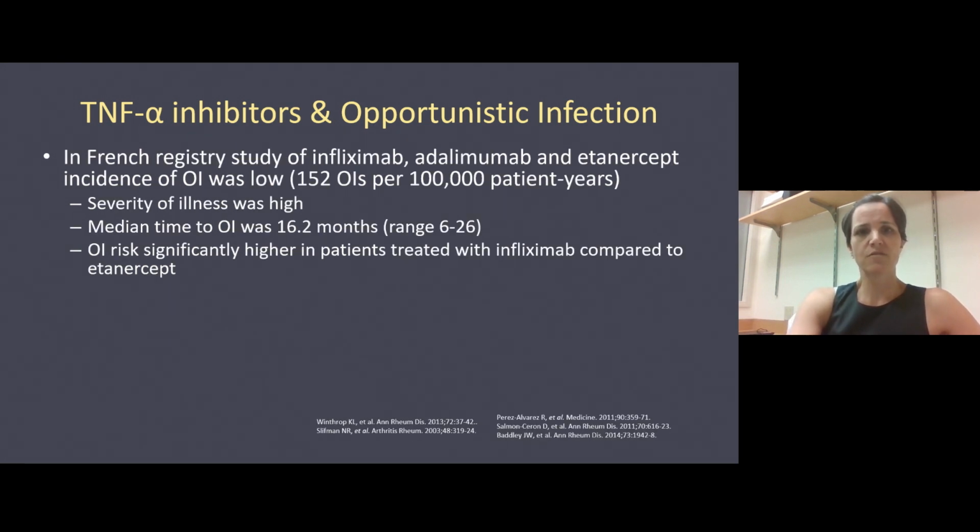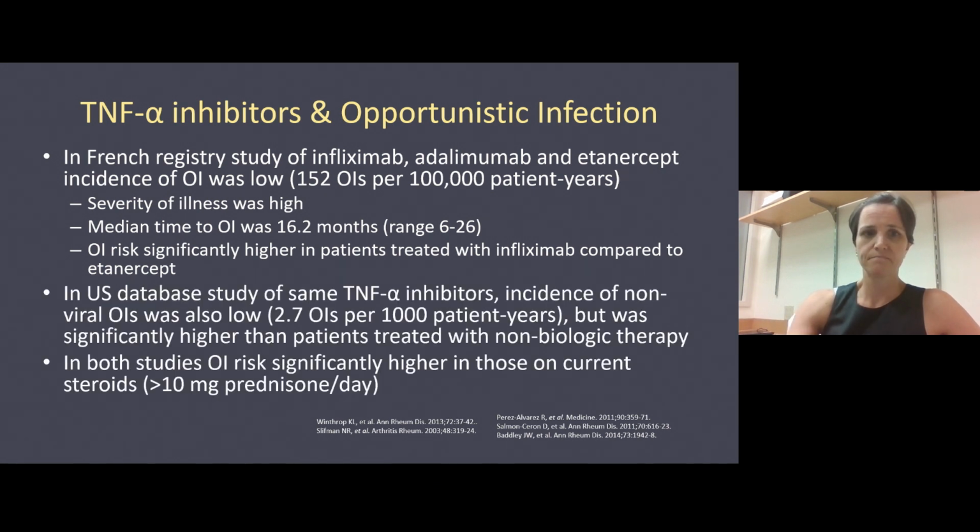So in a French registry study of infliximab, adalimumab, and etanercept, the incidence of opportunistic infection was low, but the severity of illness was very high. The median time to opportunistic infection was 16 months, and the OI risk was significantly higher in patients treated with infliximab versus etanercept. In a US database of the same TNF-alpha inhibitors, the incidence of non-viral OIs was also relatively low, but was significantly higher than patients treated with non-biological therapy.